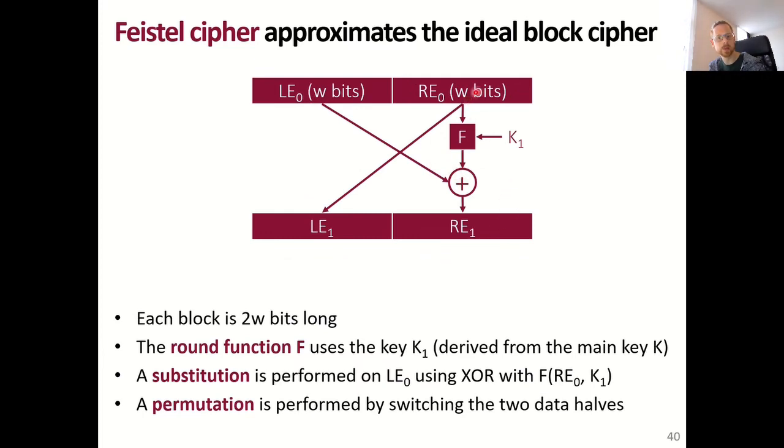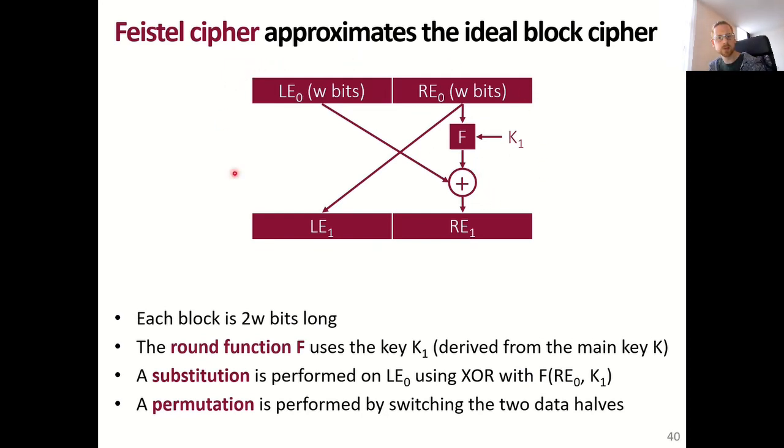How is it transformed? Well, the right half of the block is first transformed and combined with a key using the round function F. This is the round key, which is derived from the main key. And then, using an XOR operation, it is combined with the left part of the block to create a new right part. A Feistel cipher therefore combines substitution and permutation. It is characterized by its round function.